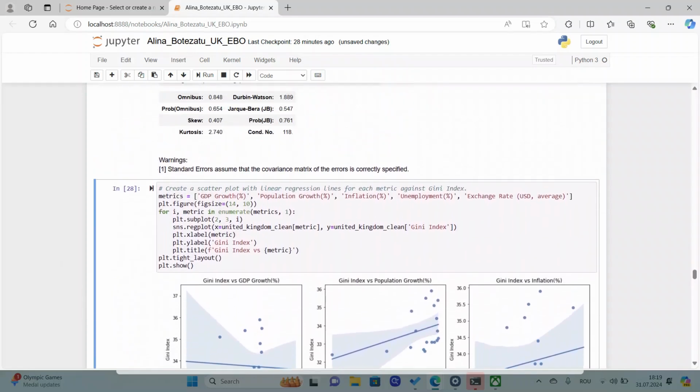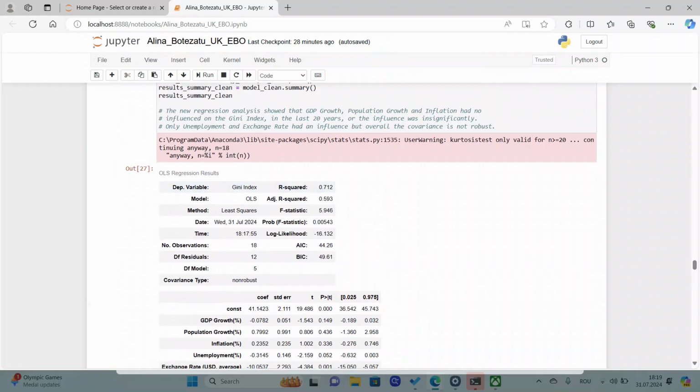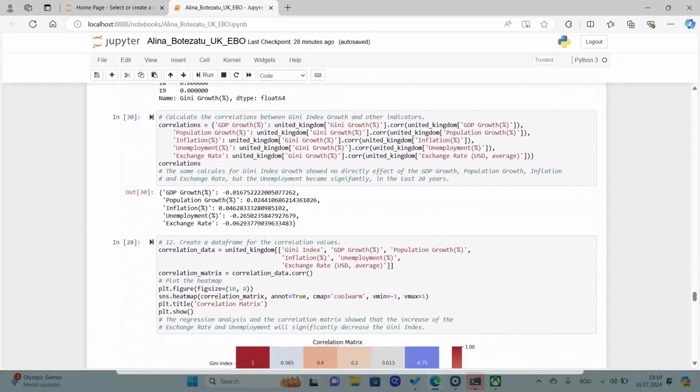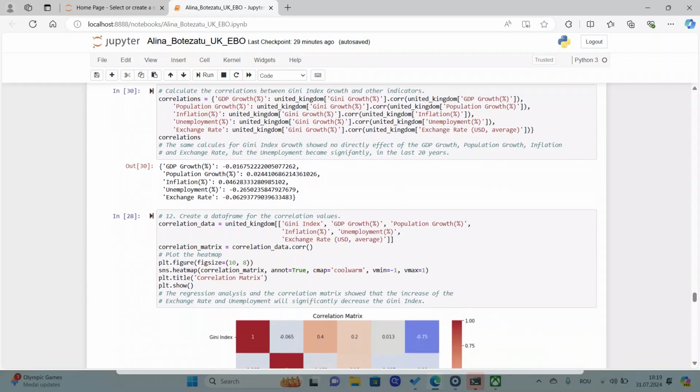Basically, here it says the same thing. Unemployment is very significant, was very significant in how the Gini index evolved in the last 20 years for the UK.